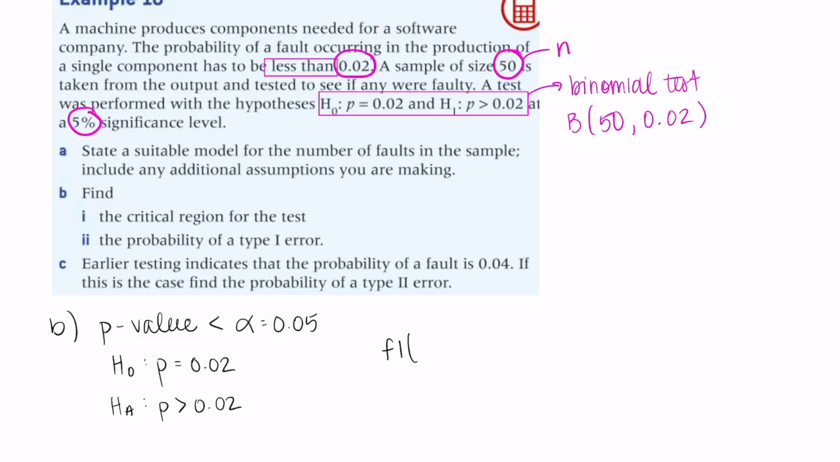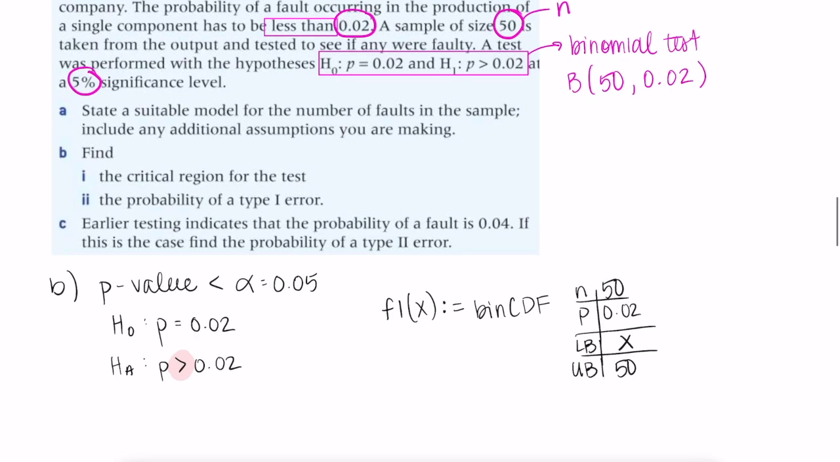So I'm going to define in my calculator this binomial CDF where n is equal to 50, our probability of success 0.02. We're doing an upper tailed test, greater than 0.02. So that means I don't know my lower bound. My lower bound is x. My upper bound is 50 because that's as high as we can go.